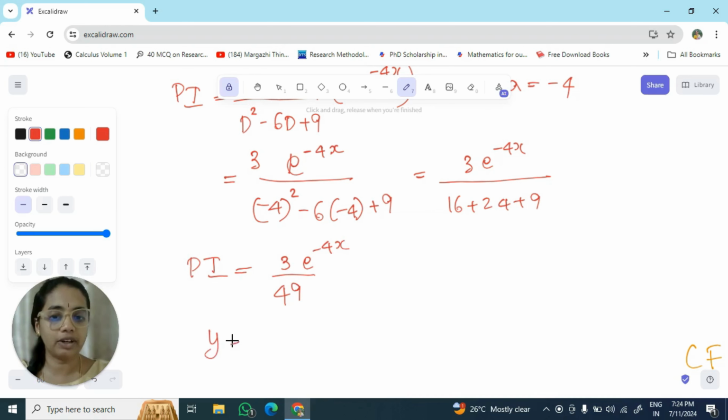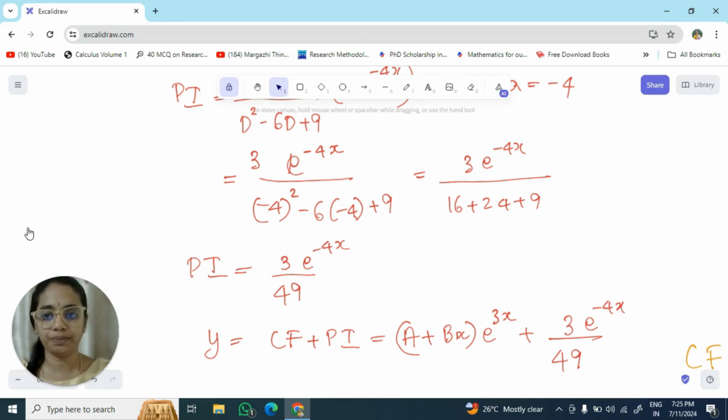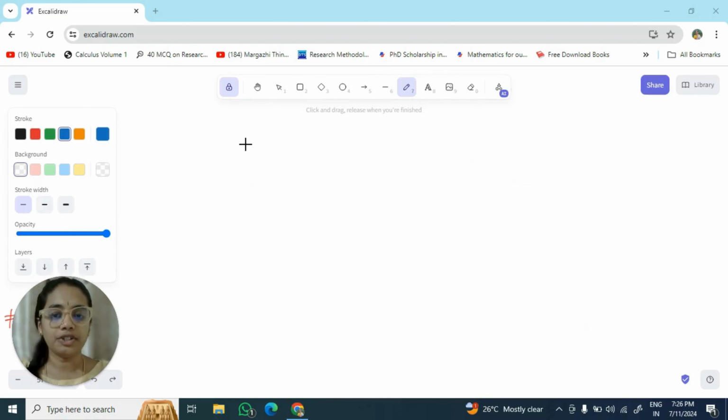So finally write down y is equal to CF plus PI. What is the value of CF that we've got? We've got a plus bx into e to the power 3x plus the value of PI is 3 by 49 e power negative 4x. Yes, so this is our general solution or the final solution of the given problem. Now let us solve another question.